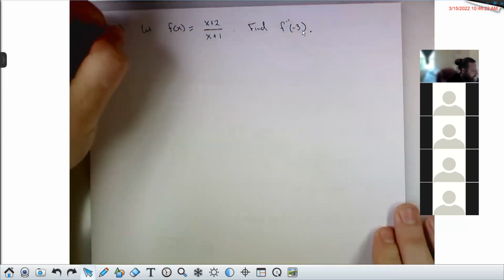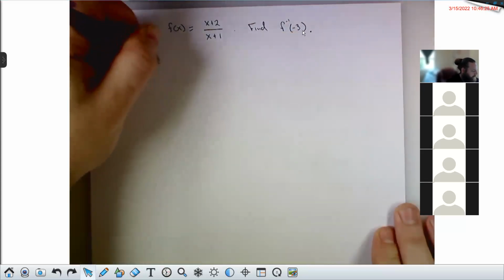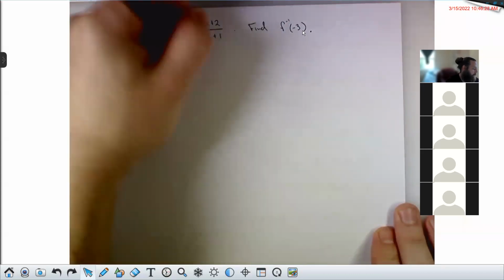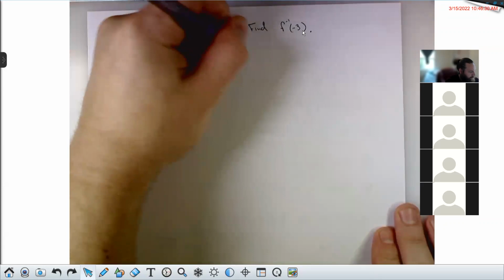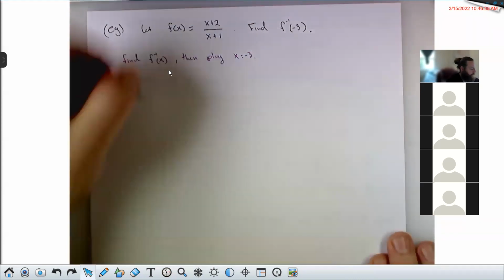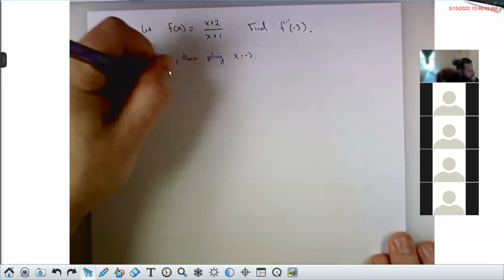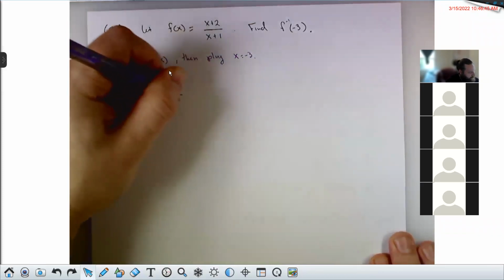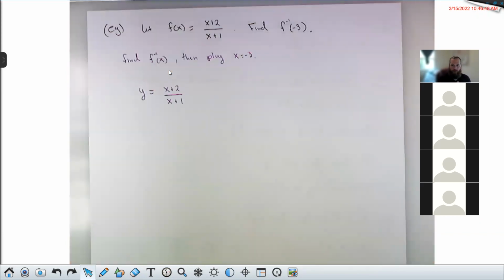So first I'm going to find f inverse of x. Then I'm going to plug in x equals -3. That's our strategy. To find f inverse, I need to run through that 4-step process. So I first write y equals x plus 2 over x plus 1. And I chose this particular example because finding the inverse for rational functions like these can be a little bit tricky. x shows up twice here, so it's not immediately obvious how you solve this for x. Let me show you.